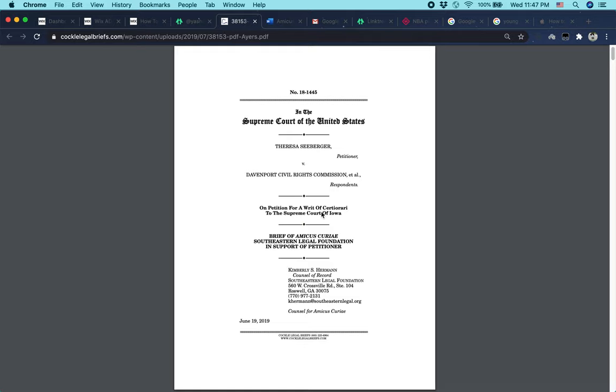So beginning with this, this is a brief example from cocklelegalbriefs.com. It'll be linked in the description. And this brief is written specifically by the Southeastern Legal Foundation by Kimberly S. Herman, Counsel of Record at Roswell, Georgia.